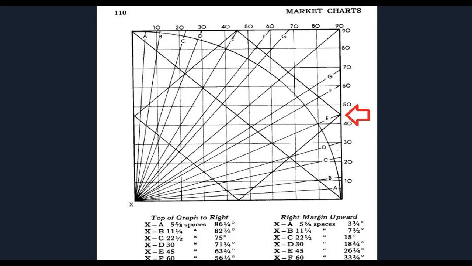Those are degrees. But the degrees need to be switched into other degrees. Like you go XA is 86 1/2 degrees. That means that angle from X to A is an 86 1/4 degree angle starting at X.